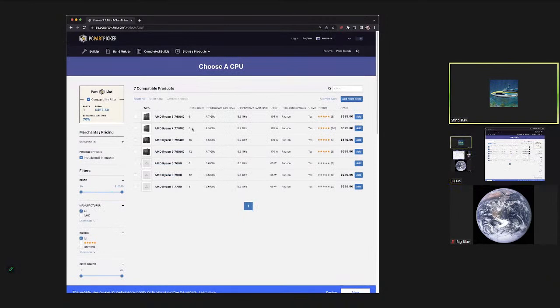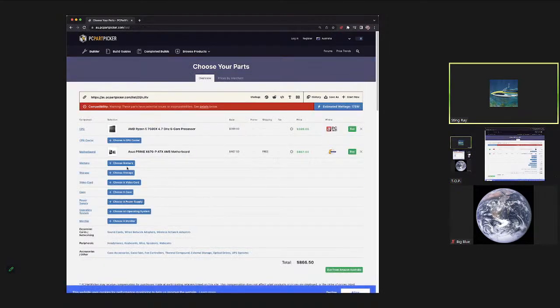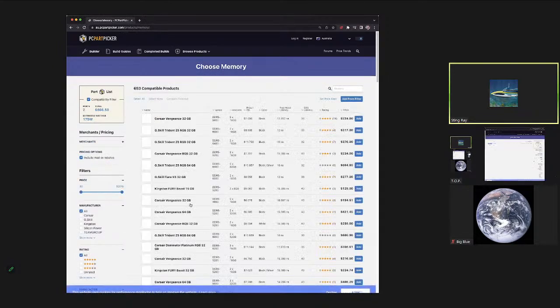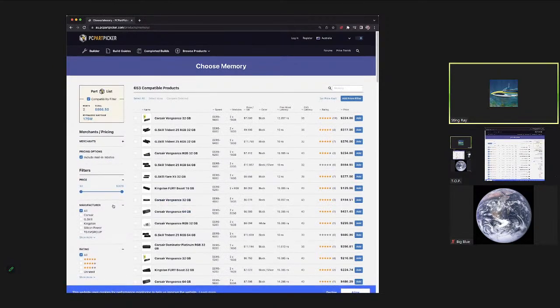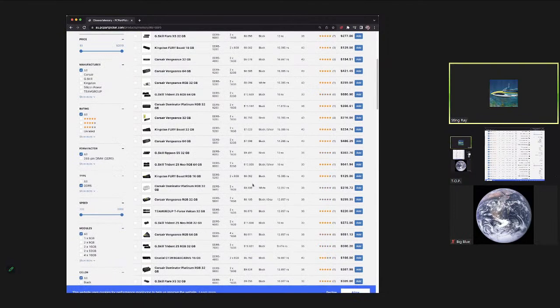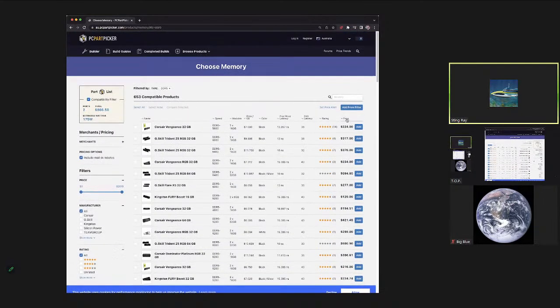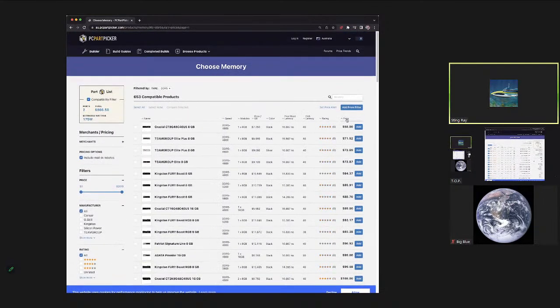Right, I would say a 7600 would do, yeah. And then memory. Unfortunately, we have to get DDR5 with this, which is a bit shit. Oh, and here's an interesting thing. I bet you didn't know, Tara.